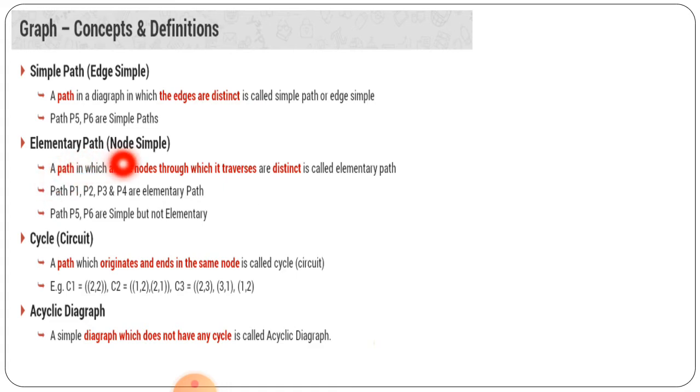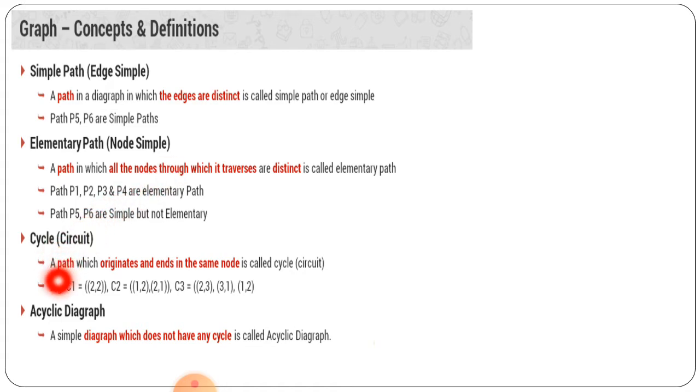Right? Now the elementary path, not simple. It is a path in which all the nodes through which it traverses are distinct. That is called an elementary path. Now P1, P2, P3 and P4 are elementary paths. P5 and P6 are simple but not elementary.